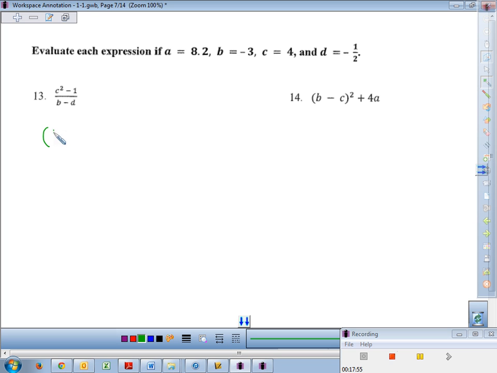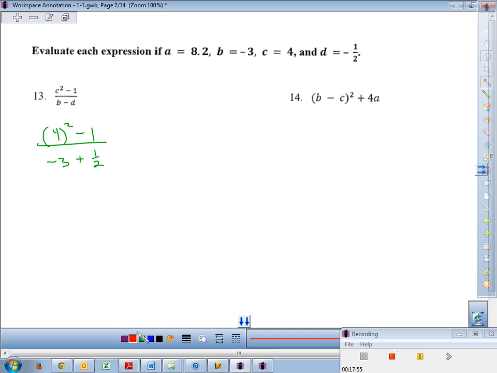So 4 squared minus 1 over negative 3. And then you got minus D, but D is a negative 1/2, so you have minus a minus 1/2. And what's minus a minus? Plus. And minus a minus becomes a plus. Old things, you got to remember.